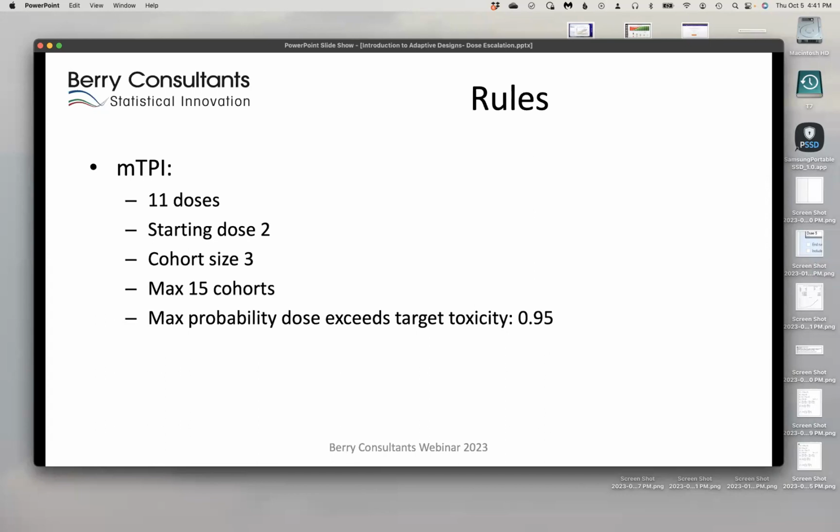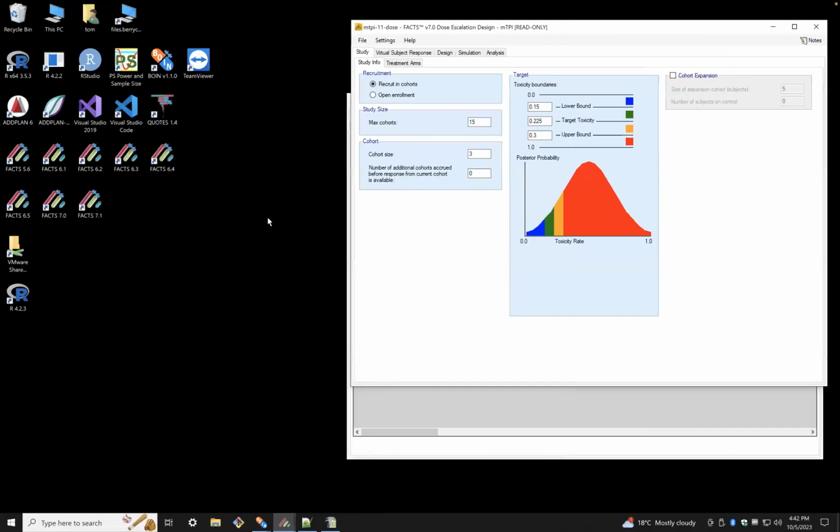So in MTPI, pretty much all we have to enter is that we've got 11 doses. The starting dose is 2, the cohort size is 3, the maximum cohorts is 15, and like the other methods, it's got this maximum probability that the dose exceeds toxicity, and they set a much higher level because of the way they calculate the probability. So here it's set at 0.95. So we'll just look at entering that in FACTS.